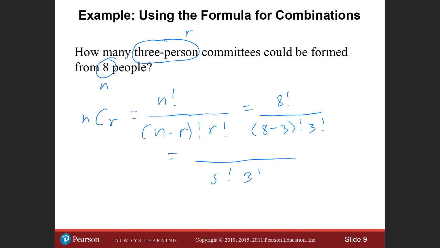And then the 8 factorial there, we can simplify that into 8 times 7 times 6 times 5 factorial. We'll just stop there so we can cancel the 5 factorial. So supposedly you will have 5 times 4 times 3 times 2 times 1. But that's similar to the bottom term. So this cancels out.